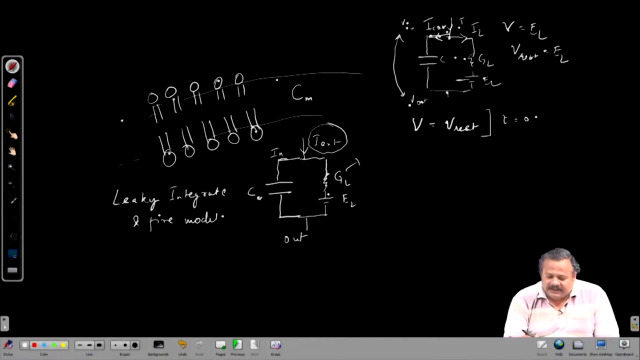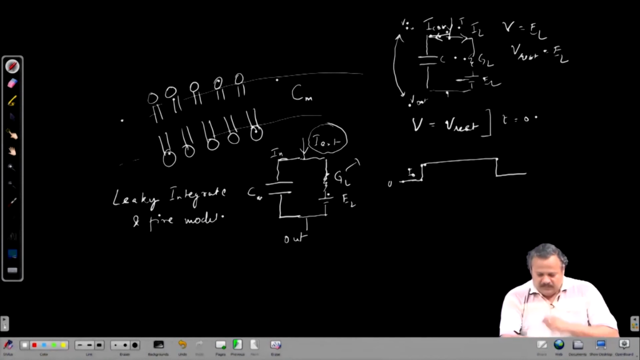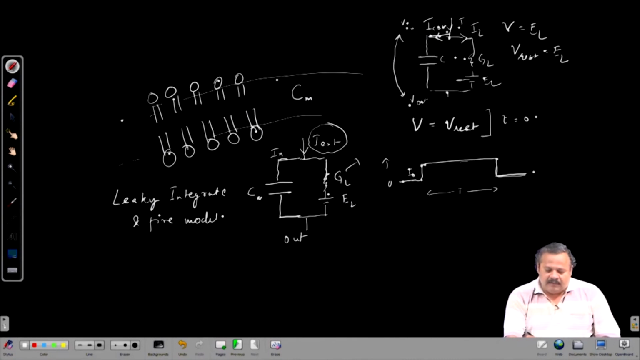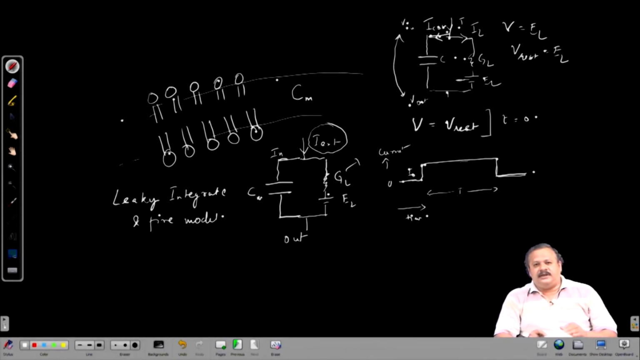Let us say we inject a current. Initially the current is 0, and we inject a current, some I naught, that is constant for a period of time, let us say capital T, and then it is brought back down to 0. So, this is the current axis and this is the time axis. We are essentially injecting a current pulse.